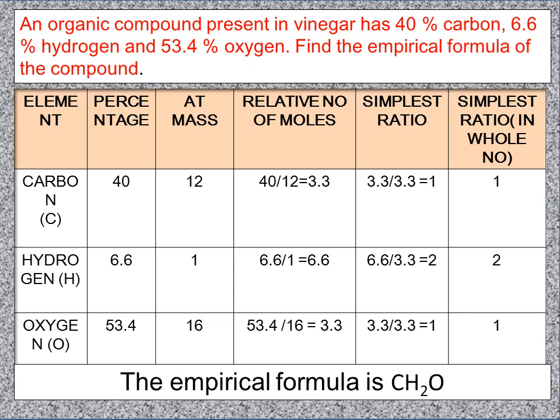So you have to divide all the relative number of moles by 3.3. So 3.3 by 3.3 it is 1. Second value is 6.6 by 3.3, it is 2. 3.3 by 3.3 is 1. Now relative ratio of our whole number is 1, 2 and 1. That means carbon number is 1, hydrogen is present twice and oxygen is present one time. So the empirical formula will be C1H2O1, nothing but CH2O.